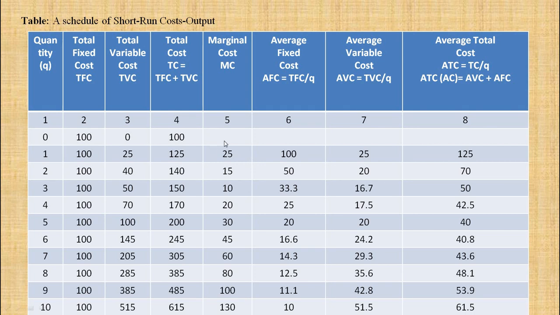Marginal cost is the difference between two total costs. Average fixed cost is equal to TFC divided by Q, that is quantity. Average variable cost is equal to TVC divided by Q, and ATC is equal to AVC plus AFC. This is the table that you have to understand.